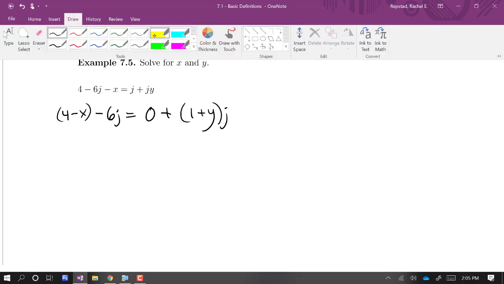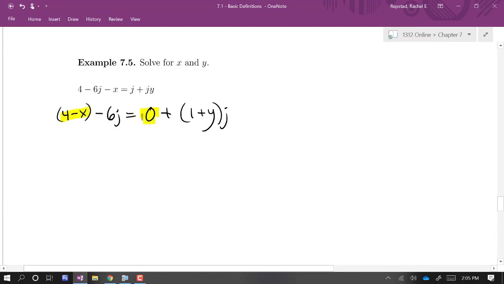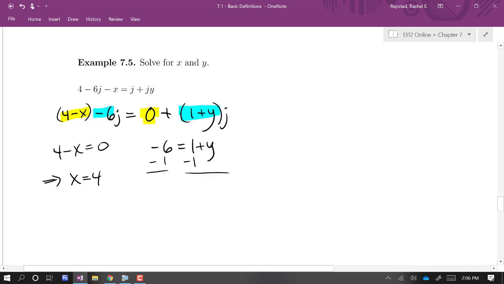So now, if these are equal, that only happens if 4 minus x is equal to 0, which happens when x is equal to 4, and if negative 6 is equal to 1 plus y. Keep in mind, you've got to grab the sign that goes along with it. So negative 6 is equal to 1 plus y. And if we subtract 1 from both sides, we get negative 7 equals y.